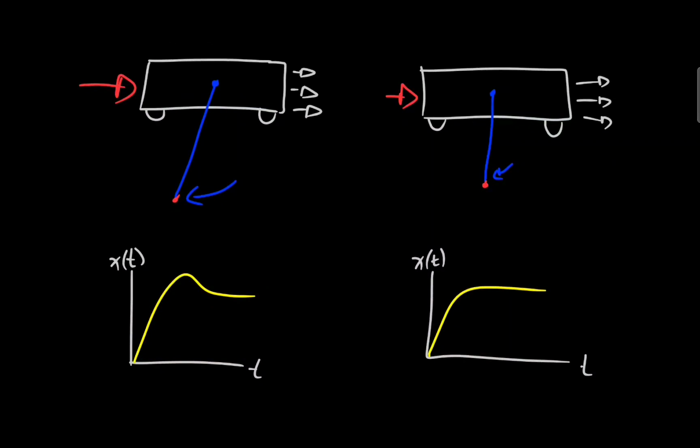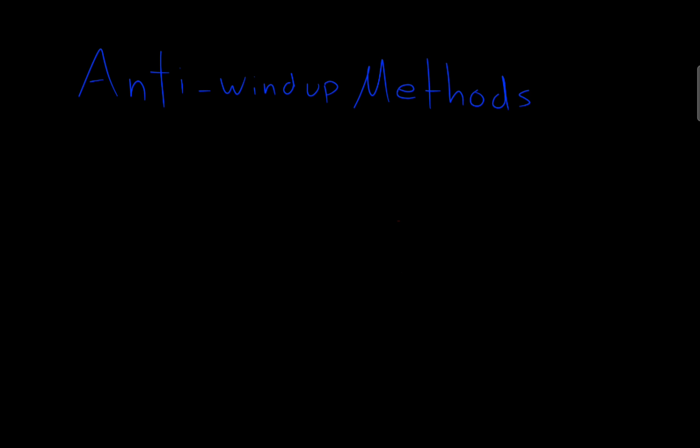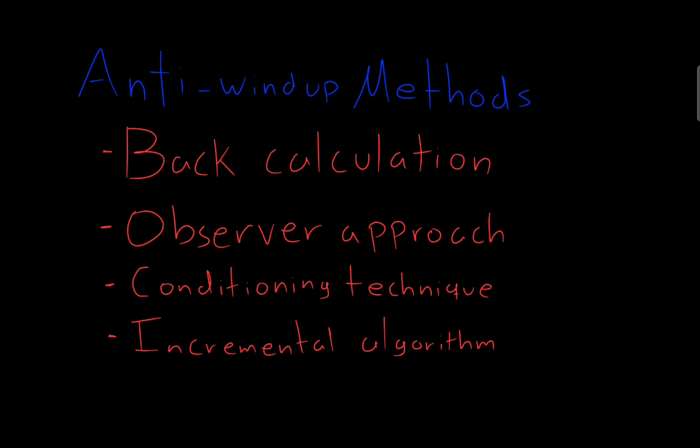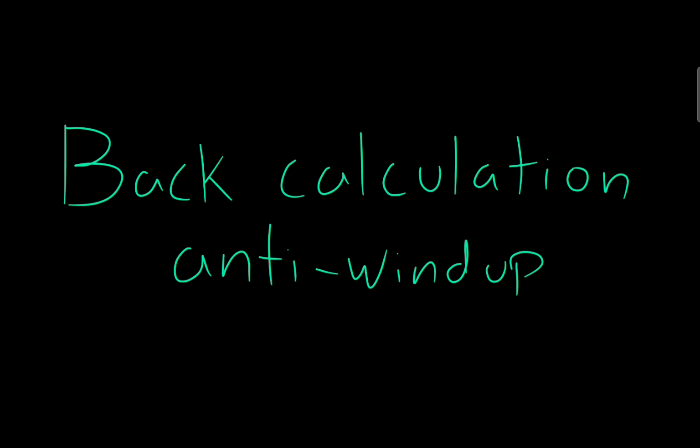The question now is, how do we implement integral anti-windup in our PID controller? First, we need to choose one of the many anti-windup methods. For example, back calculation anti-windup, the observer approach, the conditioning technique, or the incremental algorithm. For the pendulum on a cart model that I showed you previously, I used back calculation anti-windup to obtain my results, as it appears to be one of the simplest ways to control the windup problem.